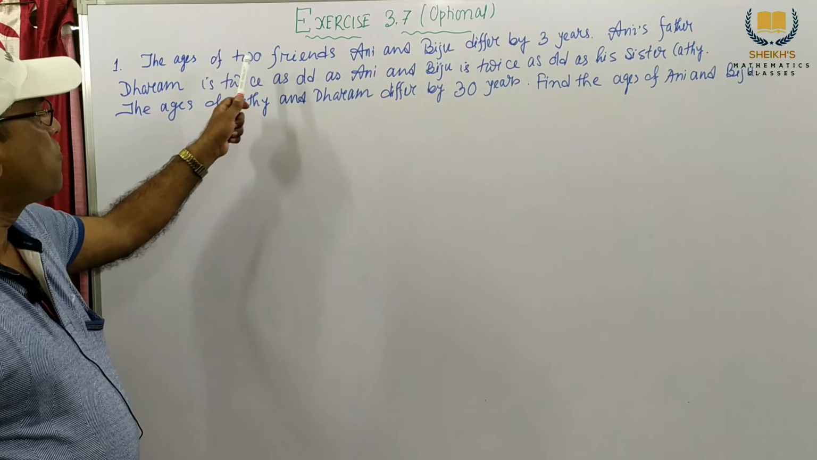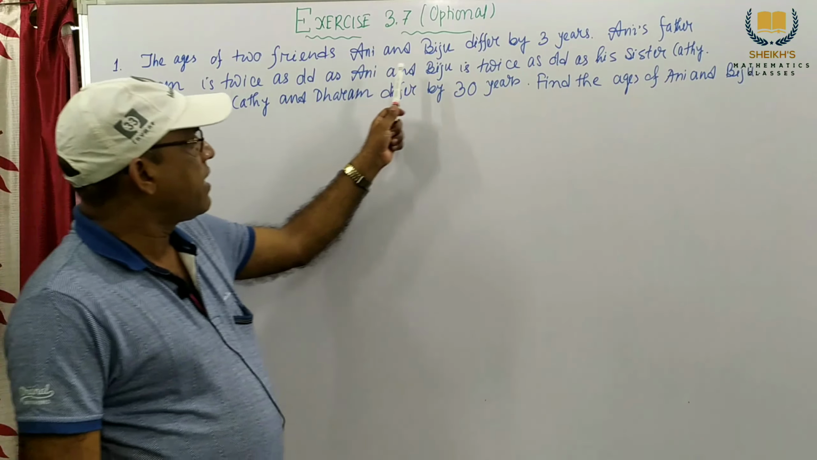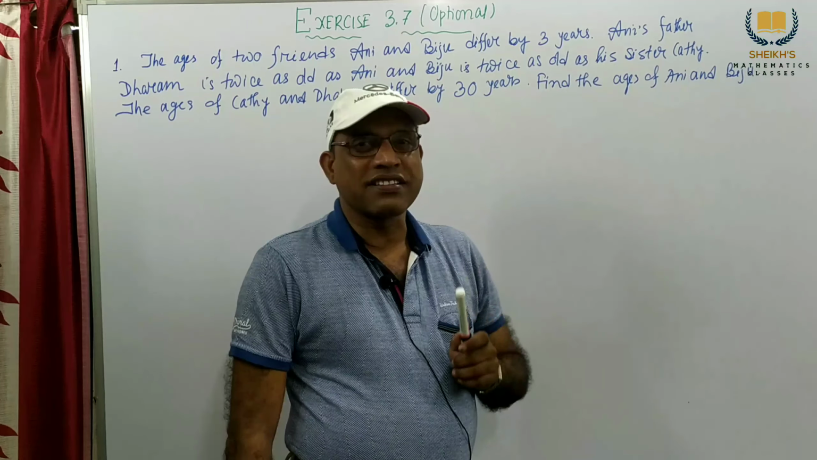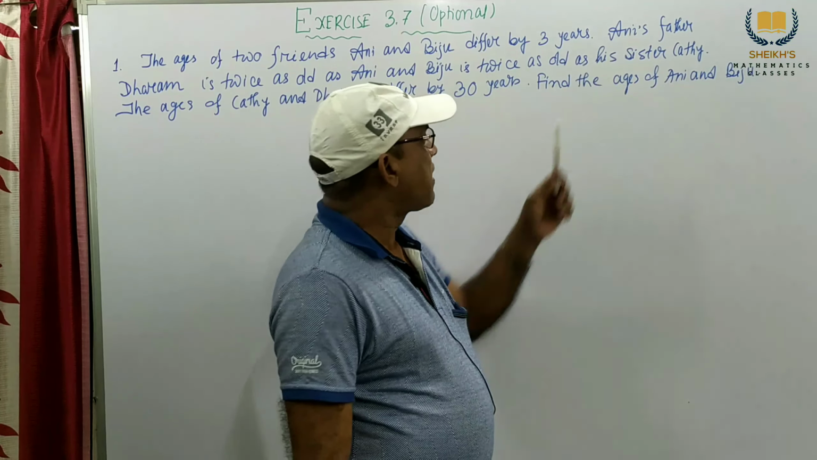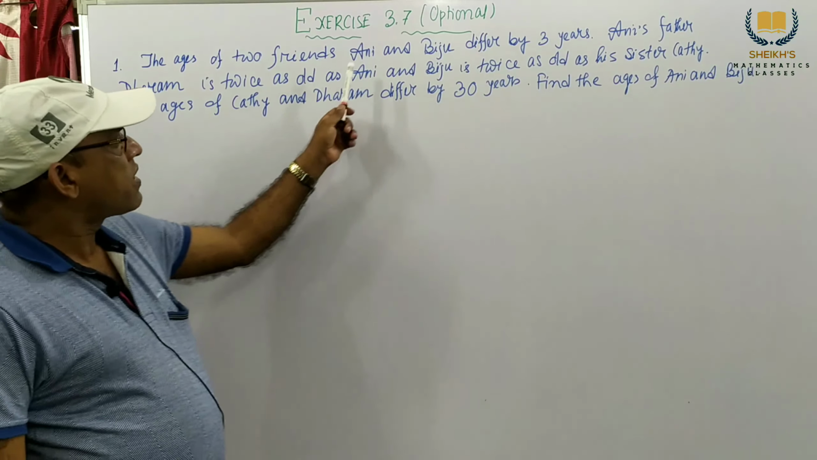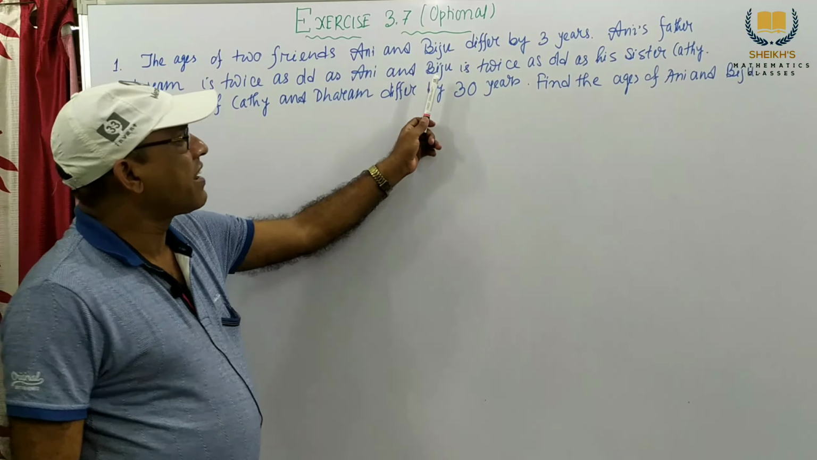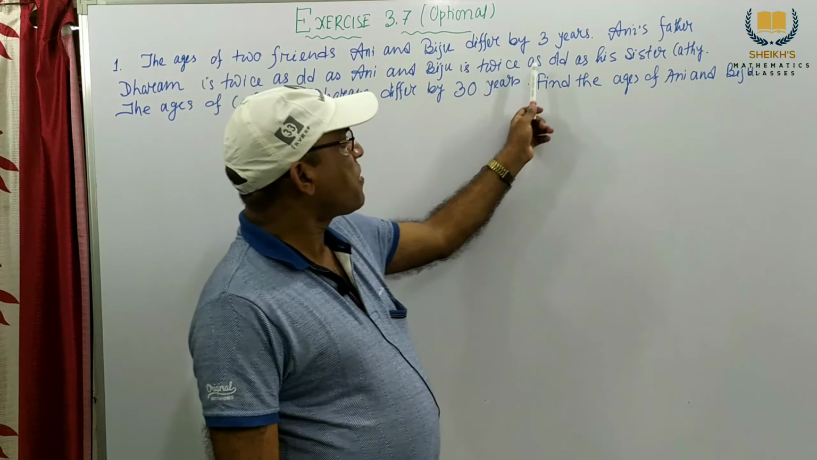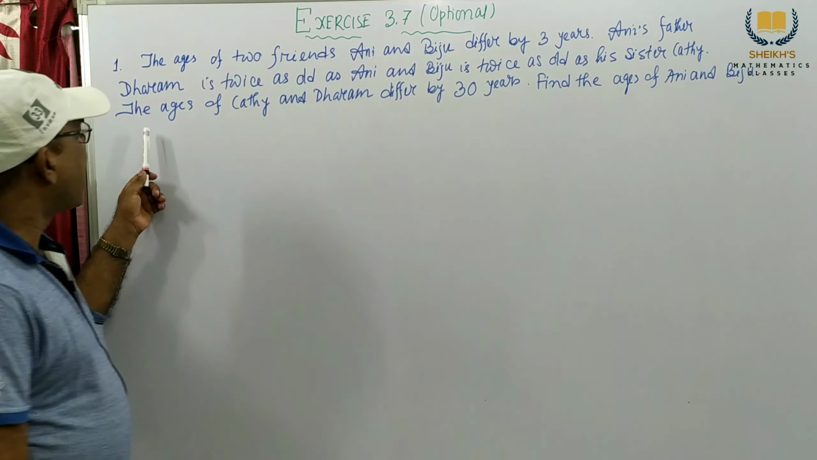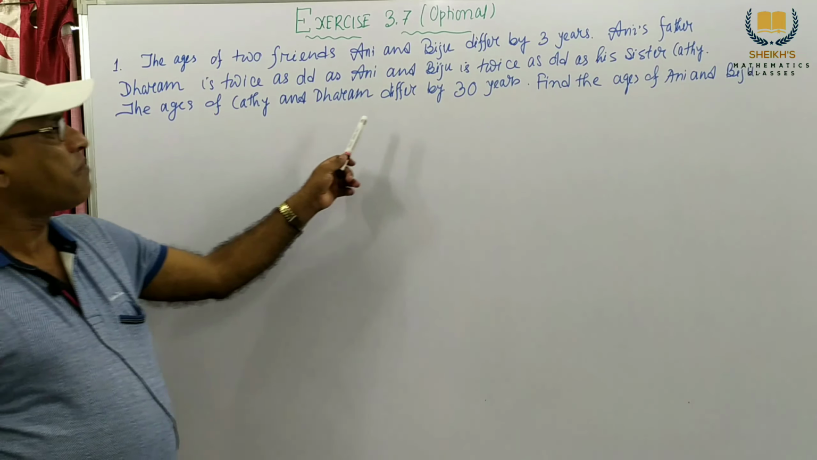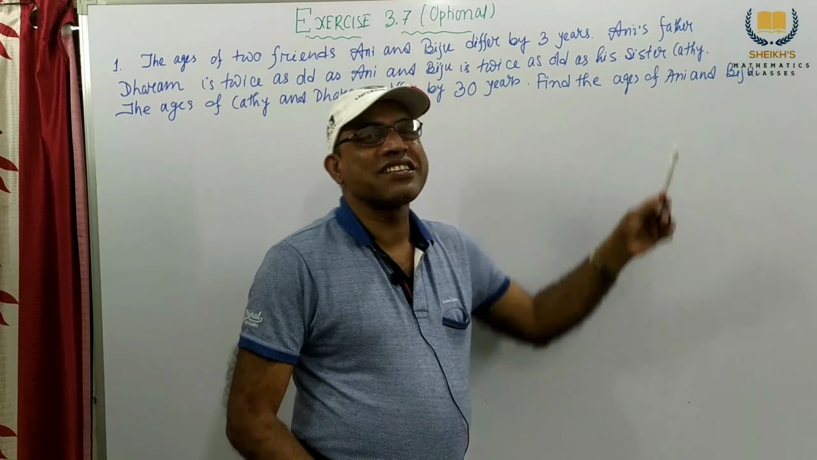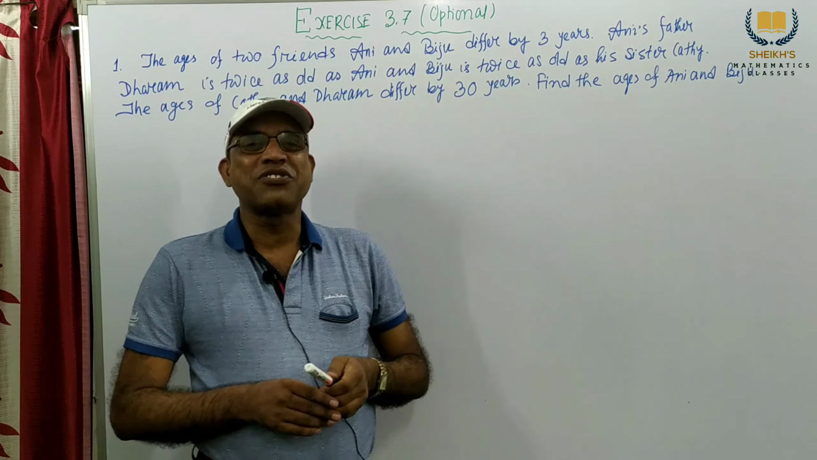The ages of two friends Ani and Biju differ by 3 years. Ani's father Dharam is twice as old as Ani, and Biju is twice as old as his sister Cathy. The ages of Cathy and Dharam differ by 30 years. Find the ages of Ani and Biju.